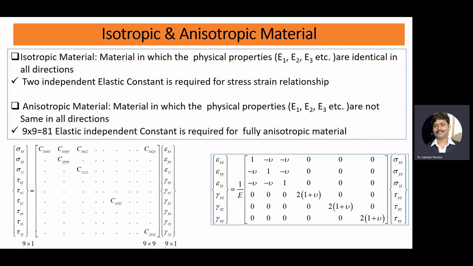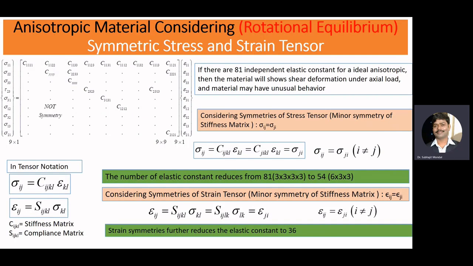Anisotropic materials are those materials in which the material properties are not the same in all three directions. Now, if we consider an anisotropic material, we can correlate the stress and the strain quantity like this, where we can write the stress in a vector form. Normally the stress can be written in a tensor form, where this is your sigma 11, sigma 12, sigma 13, sigma 21, sigma 22, sigma 23, sigma 31, sigma 32, and sigma 33.